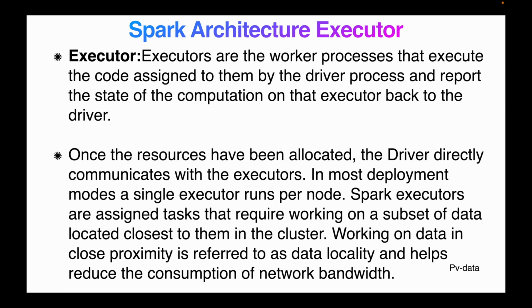In most deployment modes, a single executor runs per node. Spark executors are assigned tasks that require working on a subset of data located closest to them. So the executor will look for data close to the node on which the executor is running. Working on data close by is referred to as data locality. It helps reduce consumption of network bandwidth.